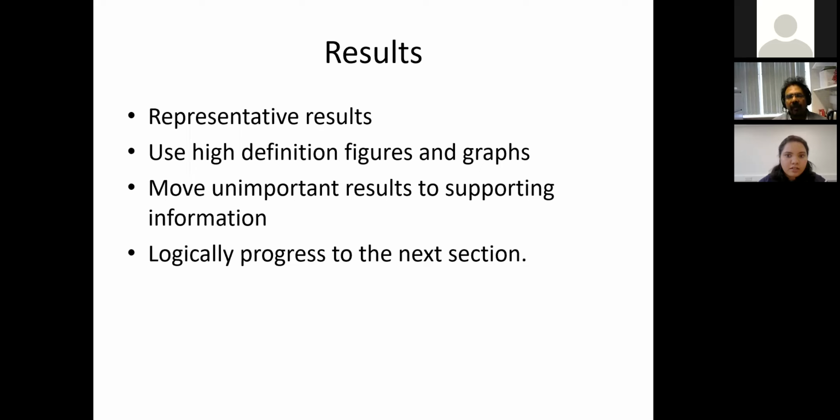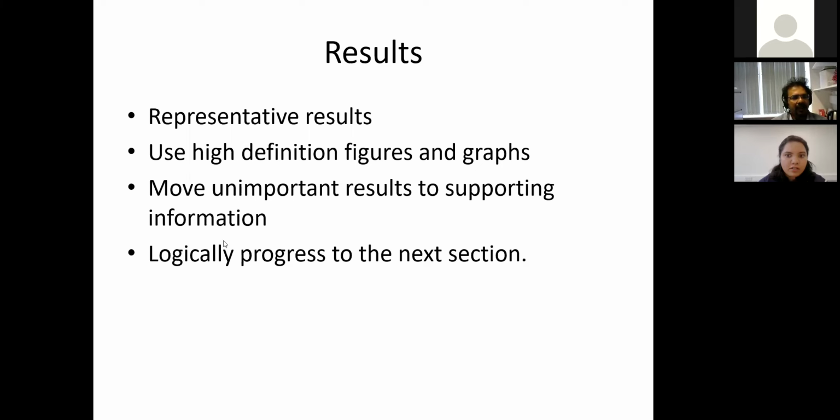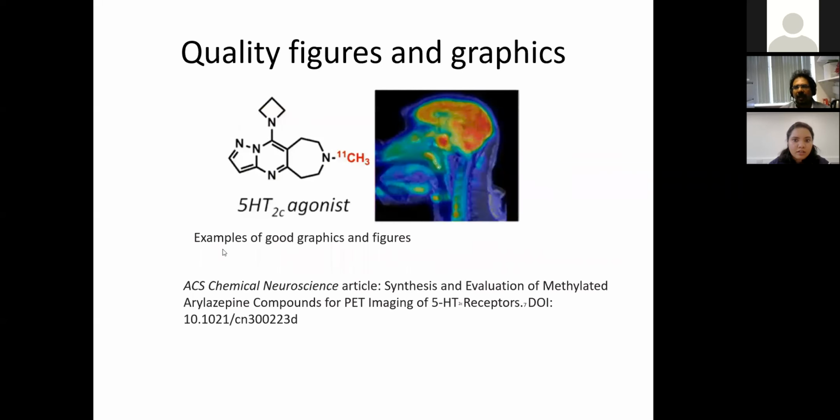So every paper has its own logical progression. For example, if you're writing a materials paper, the first thing could be XRD, then FTIR, Raman, then the XPS after that, and then the photocatalytic results. And then you come back again and explain it. So there should be a logical progression of the results. Quality of figures is very, very important. Quality of figures and graphics.